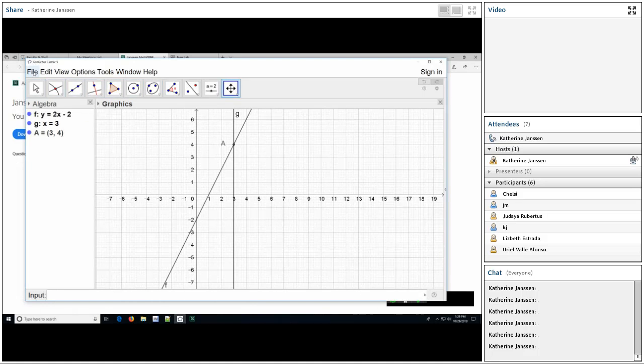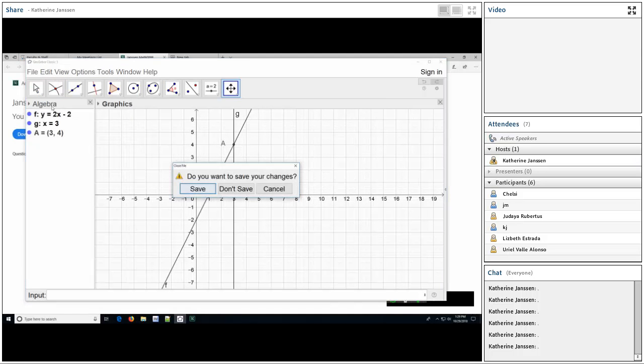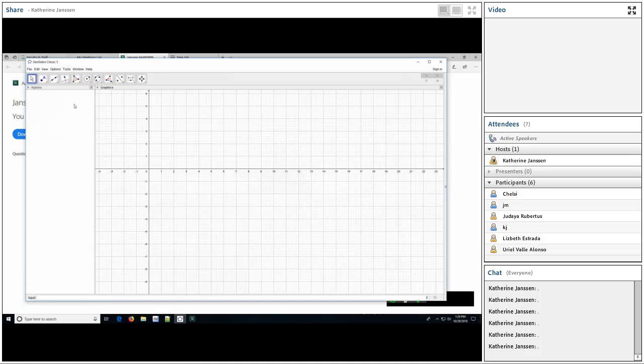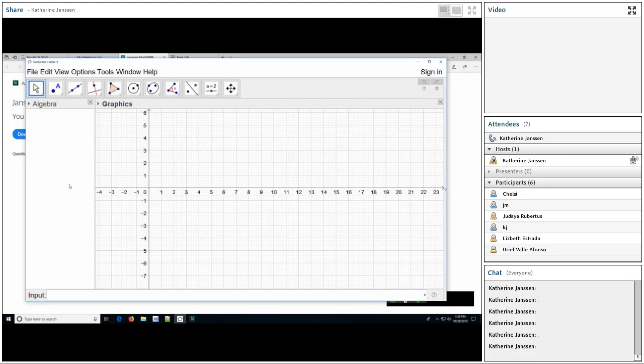We're not going to save this, so let's just do File, New. There's a website. I'm on the downloaded web version. There is an app version. Make sure it's Classic 5.